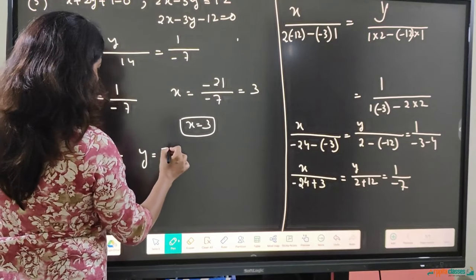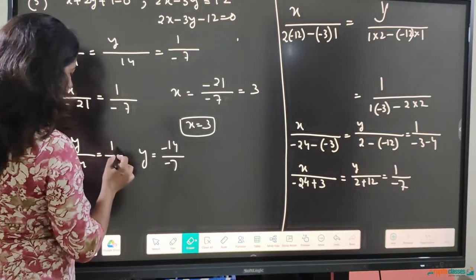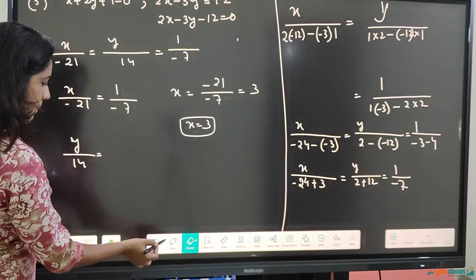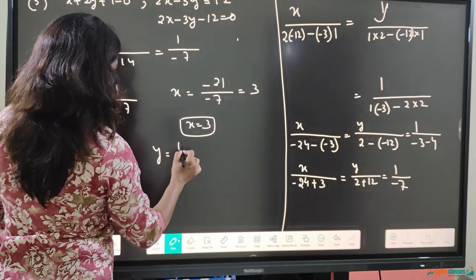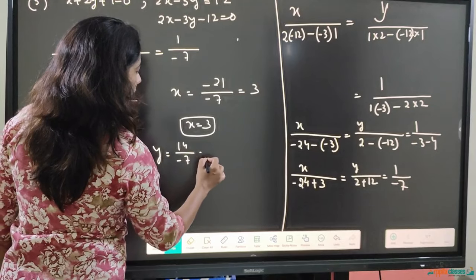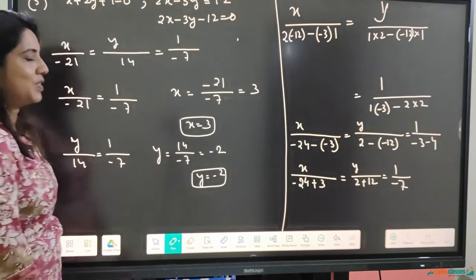So y is equal to 14 upon minus 7. I'll just write it properly. 1 upon minus 7. So y is equal to 14 upon minus 7. That is minus 2. So the value of y is minus 2.